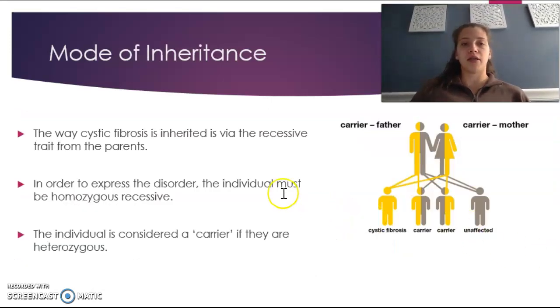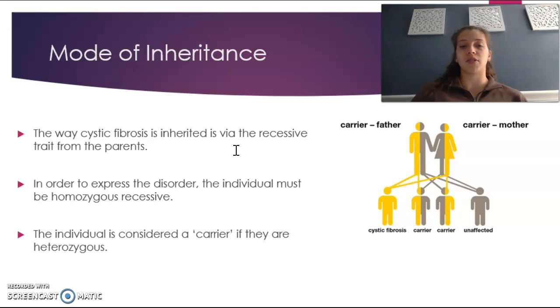So how is this inherited? It is inherited via the recessive trait from the parents, and it also needs to be homozygous recessive for it to express itself. So in other words, the child needs to inherit 2 recessive traits from mom and dad for it to express the trait.